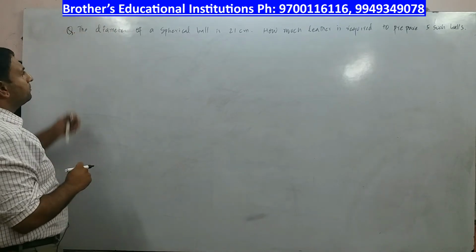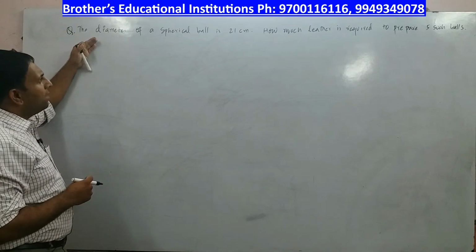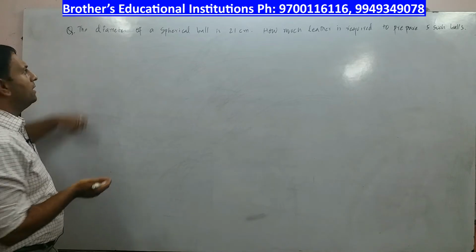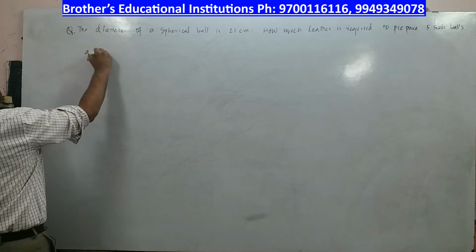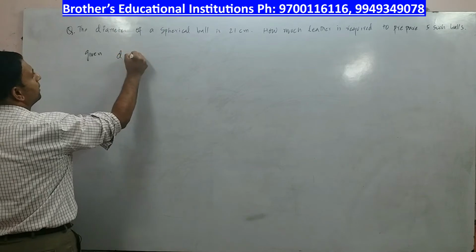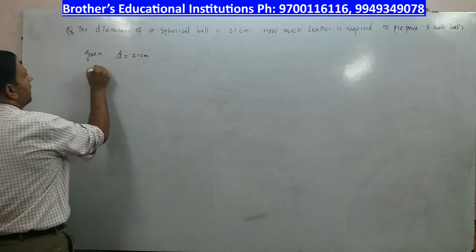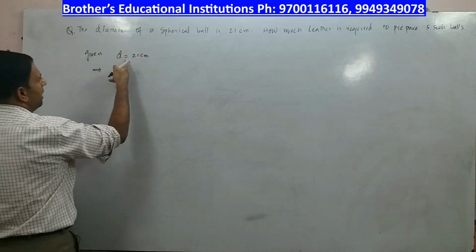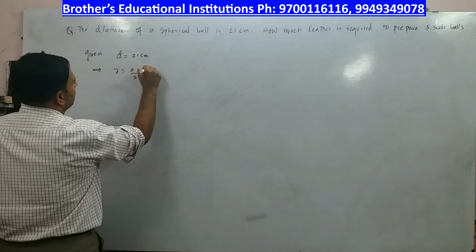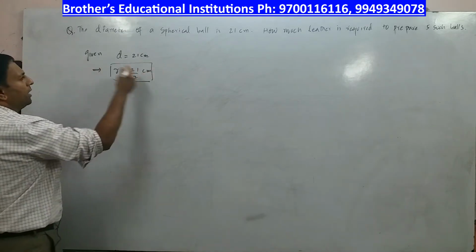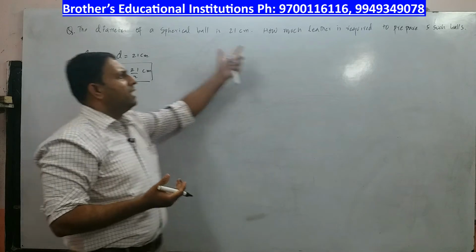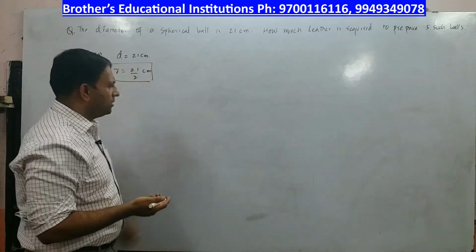Yes, children. The diameter of a spherical ball is 21 centimeters. So, given diameter is equal to 21 centimeters. I am interested in radius. Radius is equal to diameter by 2, 21 by 2 centimeters. So, what I want, I already got it. How much leather is required to prepare 5 such balls?